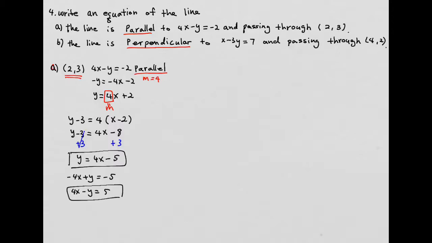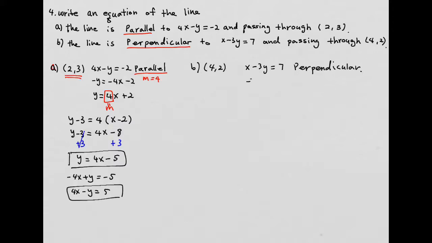So then let's look at B. What's the difference? Well, the point is given, and we need to find the slope, but what is given is perpendicular to x minus 3y equals 7. Perpendicular to that means you're going to have the negative reciprocal slope. So let's find the slope of the equation first.